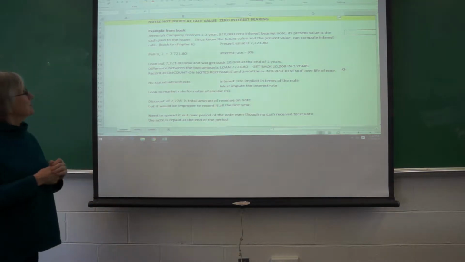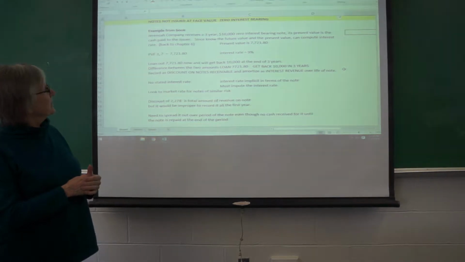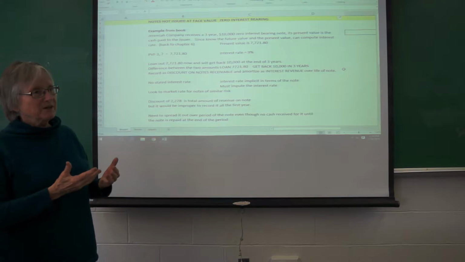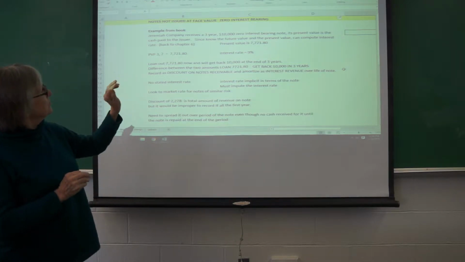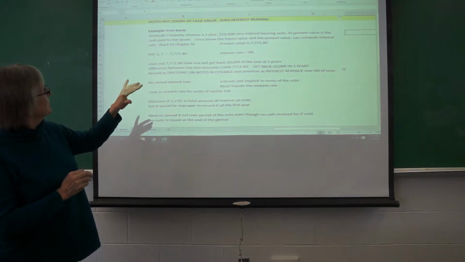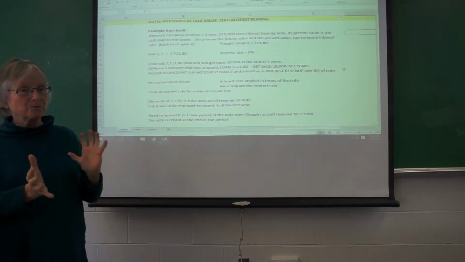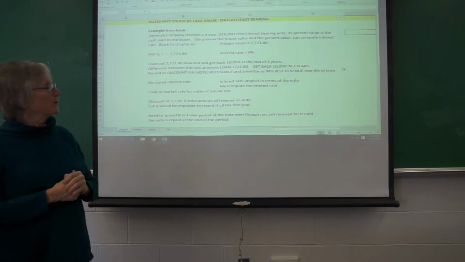So let's look at the example in the book. Jeremiah receives a 3-year, $10,000, zero interest bearing note, and the present value of the note is the cash paid to the issuer. And we know that notes get reported on the books at their present value. Since we know the future value and the present value, we can compute the interest rate. This is where you go back to chapter 6. Remember, you can compute it either way, using present value or future value. You may want to review that.